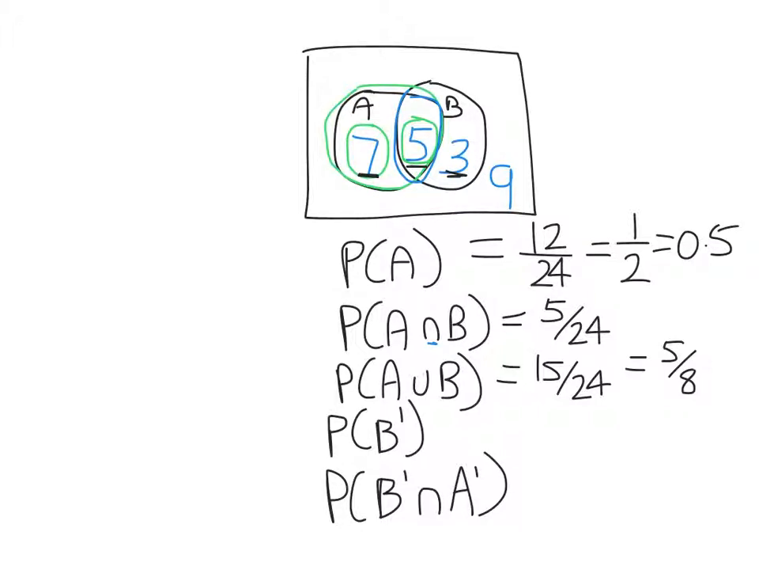So we go to our Venn diagram and find the ones not in B. Well, these 7 are not in B and these 9 are not in B. So there are 16 that are not in B out of 24 in total. And we can simplify that to 2/3.